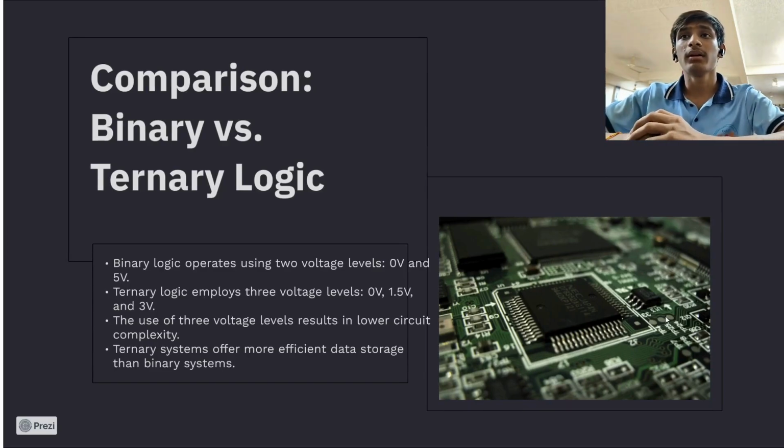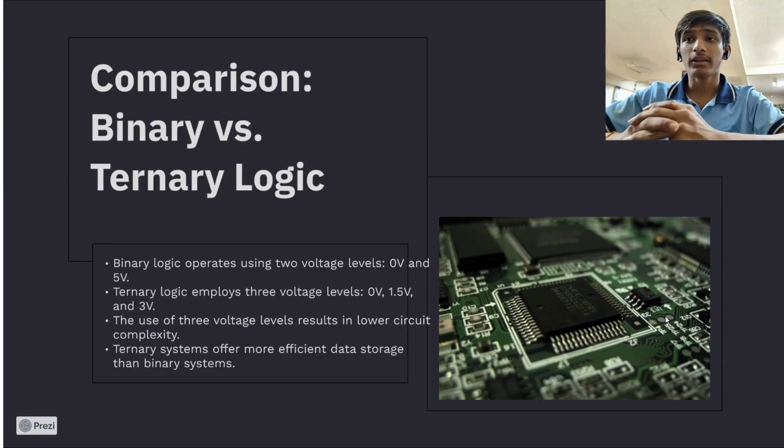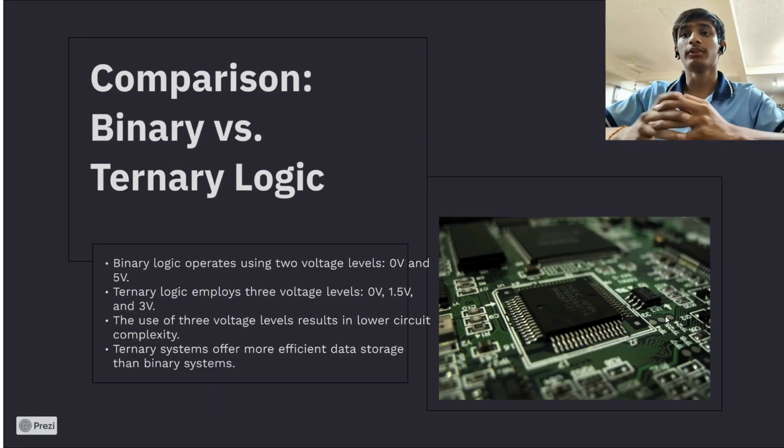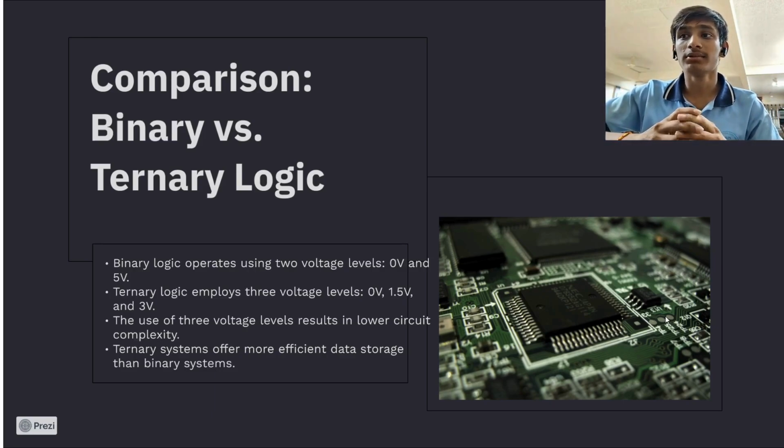Now we will compare binary and ternary. Binary logic operates using two voltages, 0 volt and 5 volt, while ternary logic employs three voltage levels: 0 volt, 1.5 volt, and 3 volt. The use of three voltage levels results in lower circuit complexity. The ternary system offers more efficient data storage than binary systems.